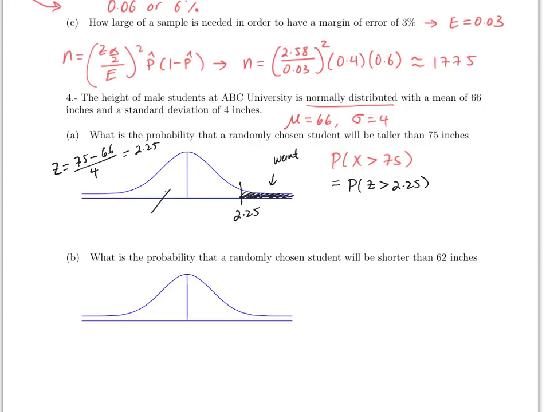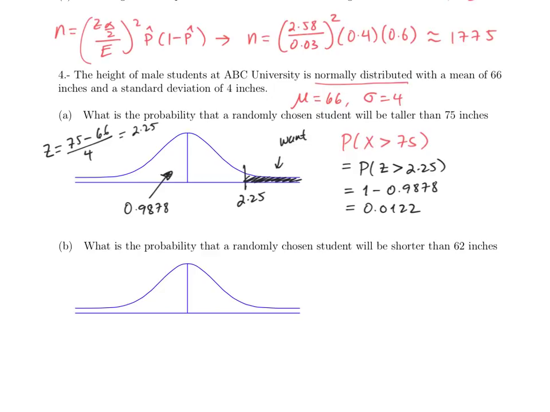You look to the table, the area to the left, according to the table, is 0.9878. So if you use the table, it will be 1 minus 0.9878, which is 0.0122. If you use the calculator, this is the same thing as normal CDF, the lower bound is this, the upper bound is infinity, which we're using 1,000. So this is 2.25, 1,000, and it will give you exactly the same value.